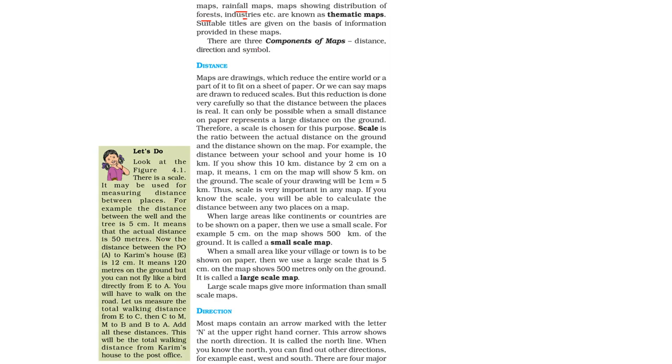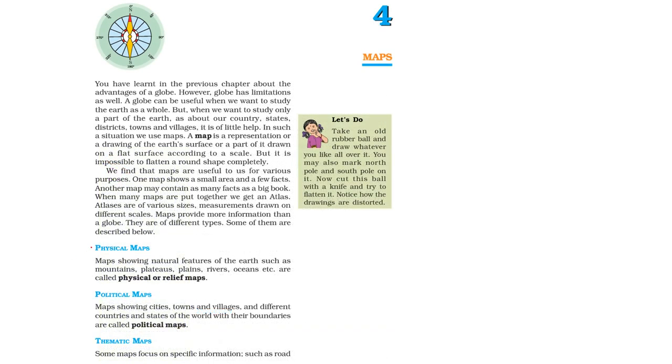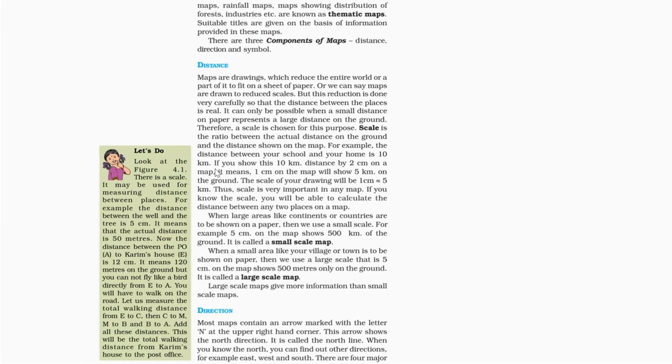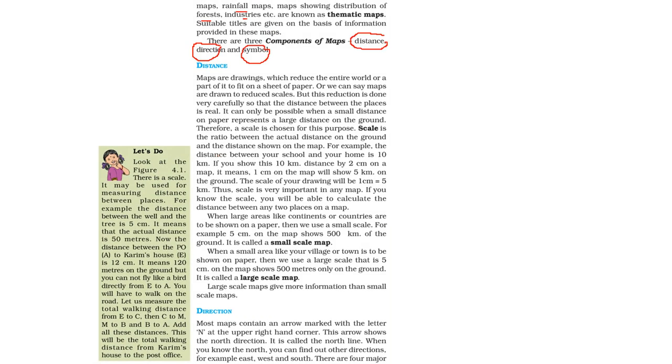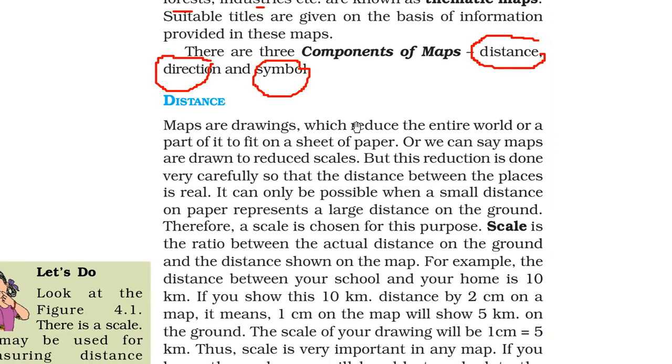So there are three components of maps. First is distance, then the direction and the symbol. So the maps are physical map, political map and thematic maps. These are the three things we discussed, but there are various maps. There are choropleth maps. There are so many maps actually. So what we said, there are three components of maps: distance, direction and symbol.